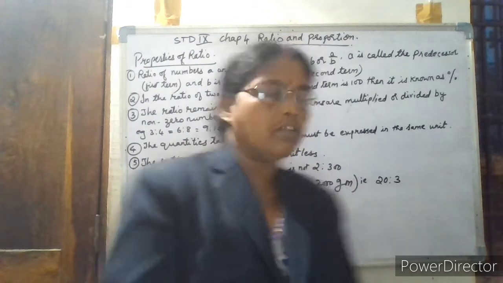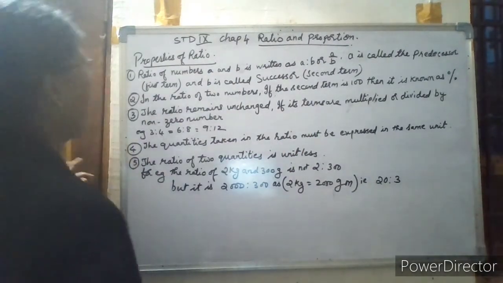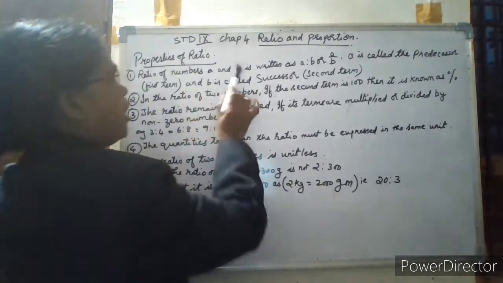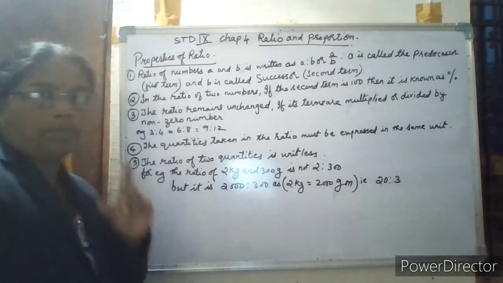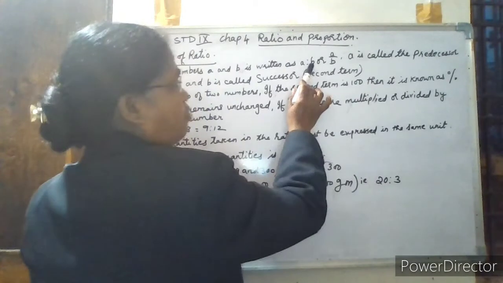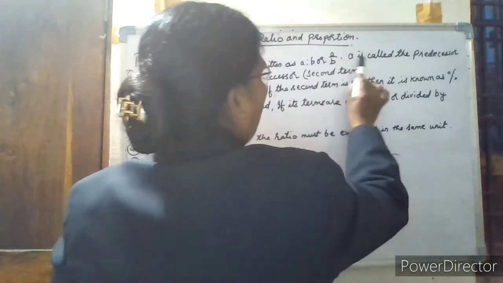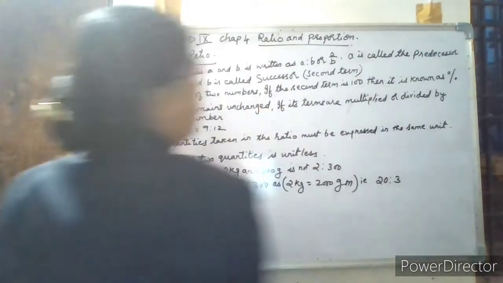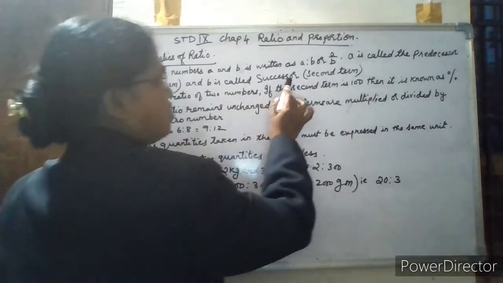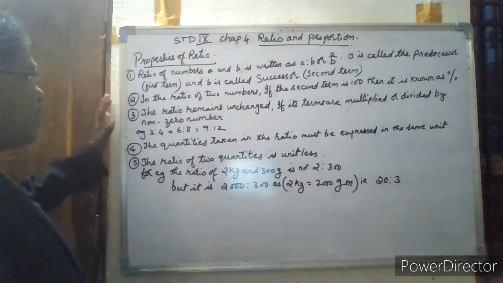Now let us learn the properties of ratio. See, there are 5 properties. Now the first one, ratio of numbers A and B. We take two numbers A and B. The ratio is written as A is to B, or A by B, where A is the predecessor, that is the first term, and B is called the successor, that is the second term. This you have learned in 6th standard already.